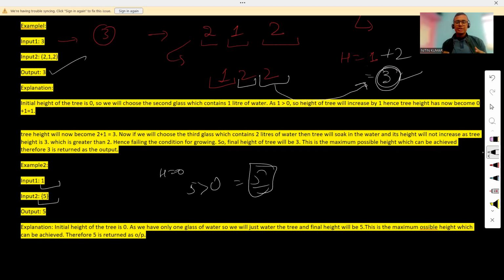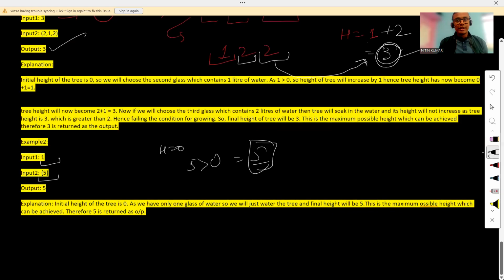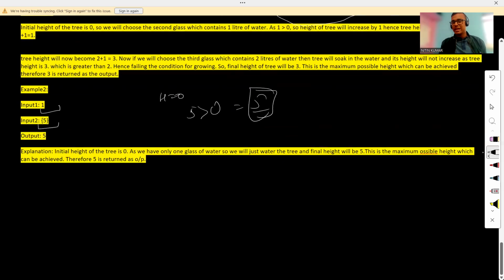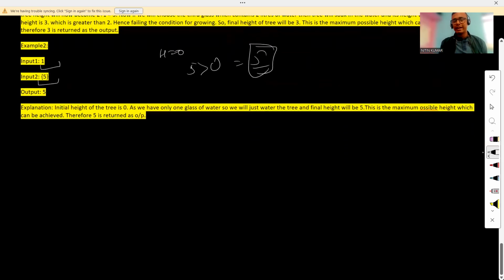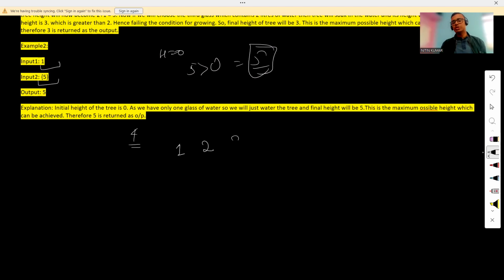It looks like a simple problem, but let me take one more example. You will understand the complexity of this problem very clearly by this example. So let's say I have taken 4 buckets of water, and the bucket water quantities are as follows. First is of 1, second is of 2, third is of 3, and fourth is of 5. Understood? Now, let's do it by the greedy approach.